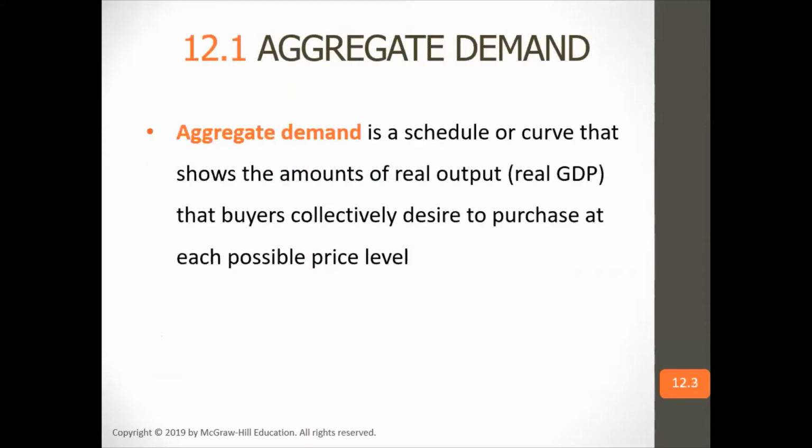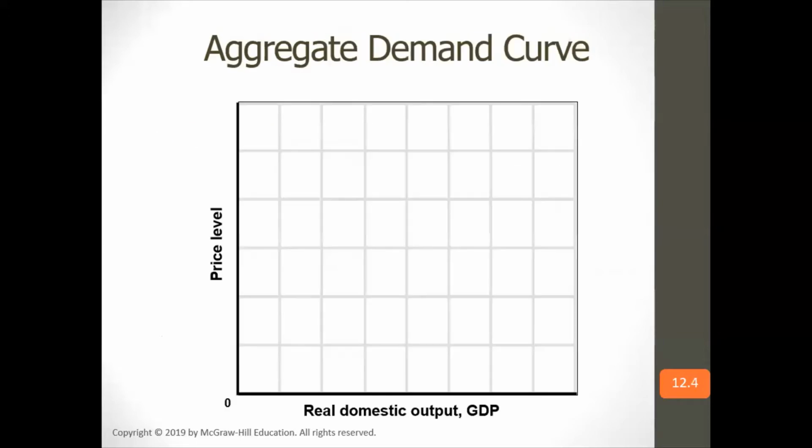So aggregate demand is a schedule or curve that shows the amount of real output, real GDP, that buyers collectively desire to purchase at each possible price level. So it's downward sloping, and it's the negative relationship between price level and real domestic output.